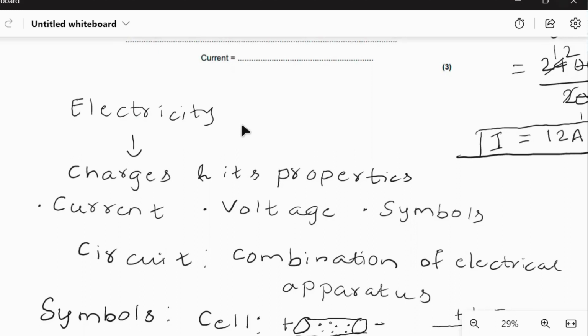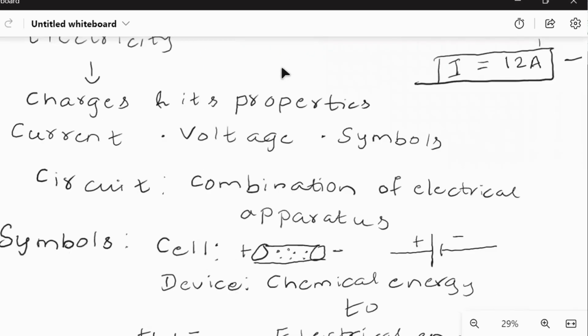So in this class, we'll mainly be studying the circuit symbols. What do you mean by current? What do you mean by voltage, and so on? Okay, fine. So first and foremost, what is a circuit? A circuit is a combination of electrical apparatus. So what do those apparatus include?